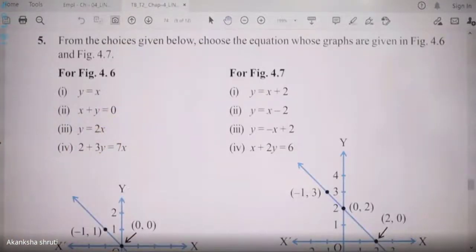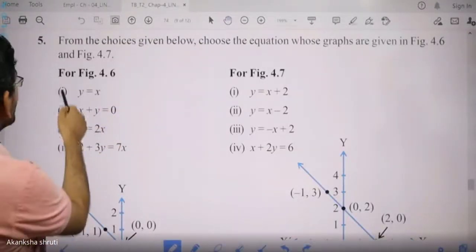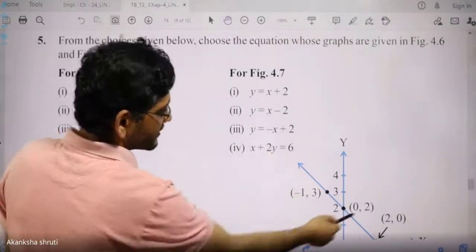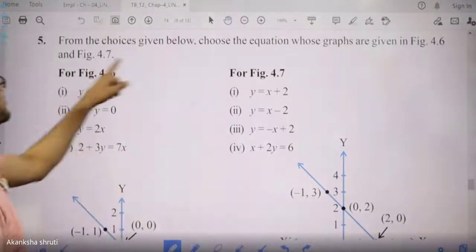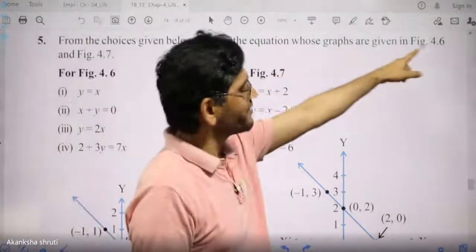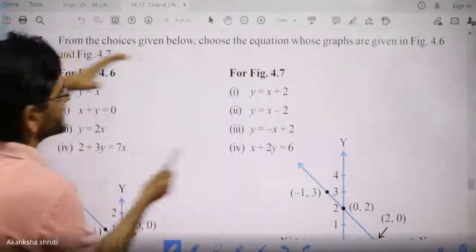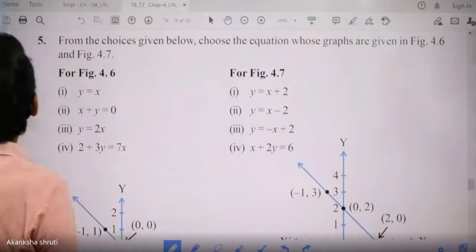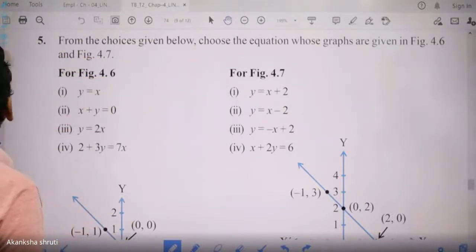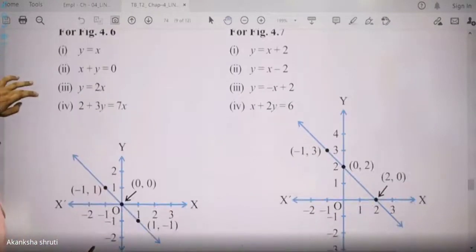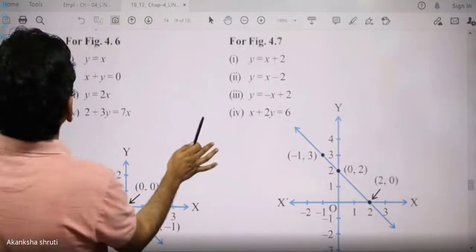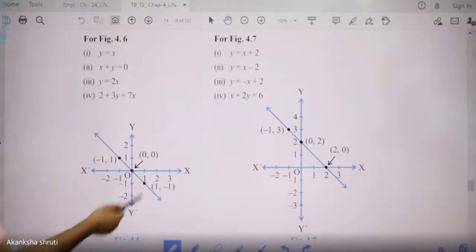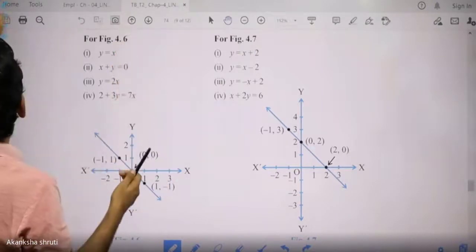Students, let us consider question number 5. From the choice of equations given, some graphs are given. From the choices given below, choose the equation whose graph is given below. These are the various equations for figure 4.6. For this figure 4.6, we have to choose. See, students, this is our graph. Let me slightly reduce this size. Again, very easy. For this figure 4.6, these are the equations which are considered.